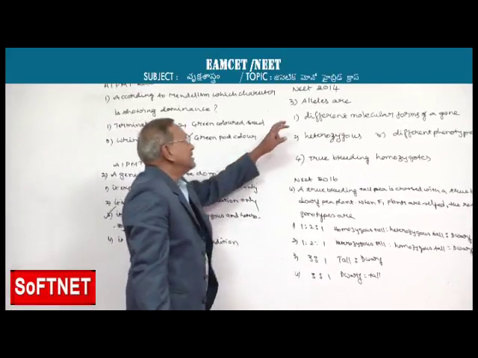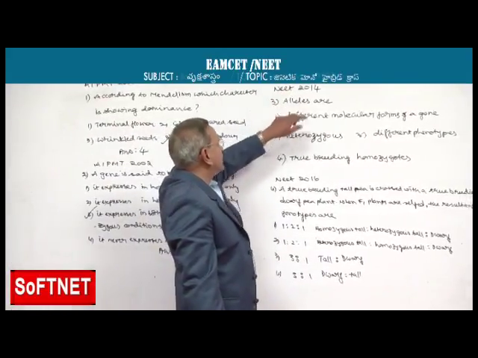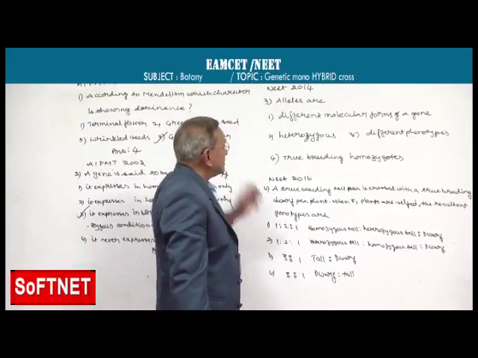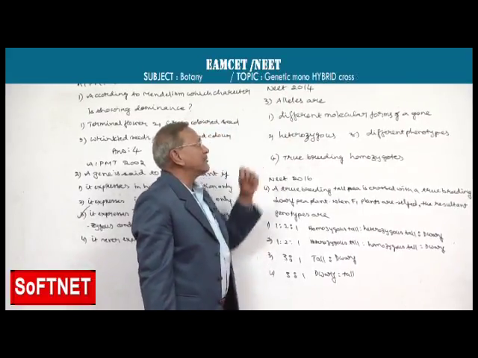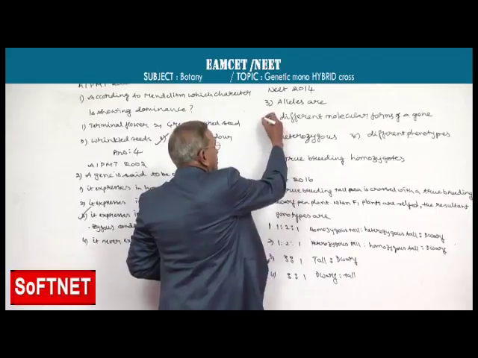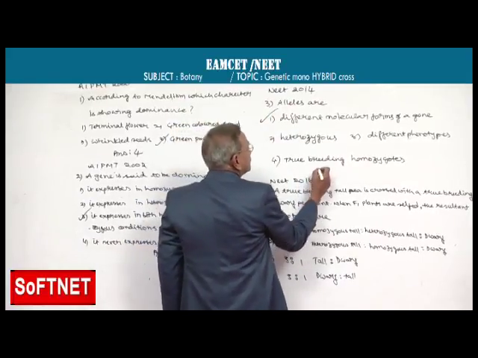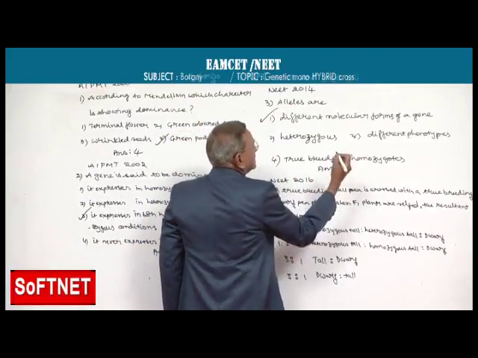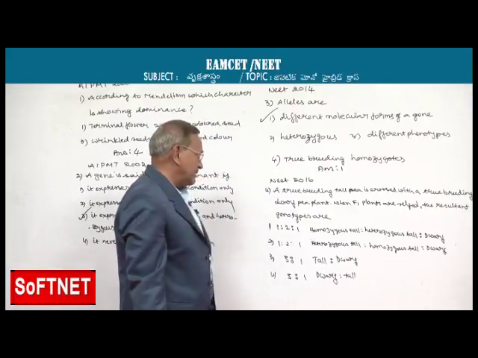If we look at the NEET 2014 question, what are alleles? Alleles are different molecular forms of a gene. The first option is the correct one. So, the answer in this case is the first one.